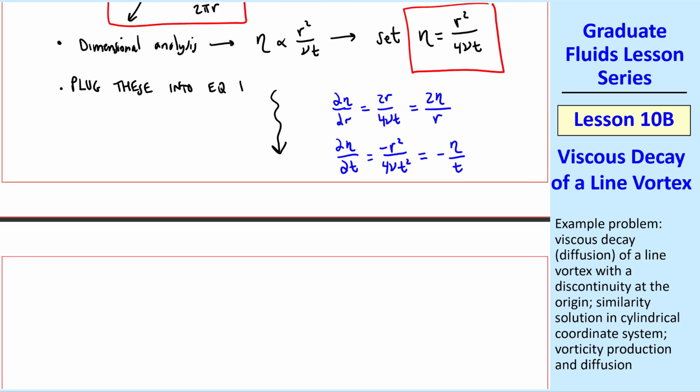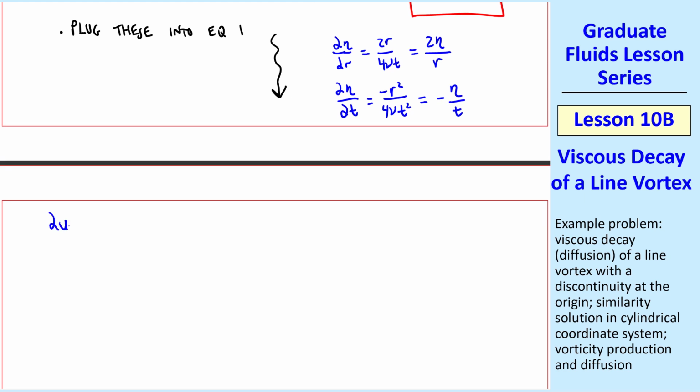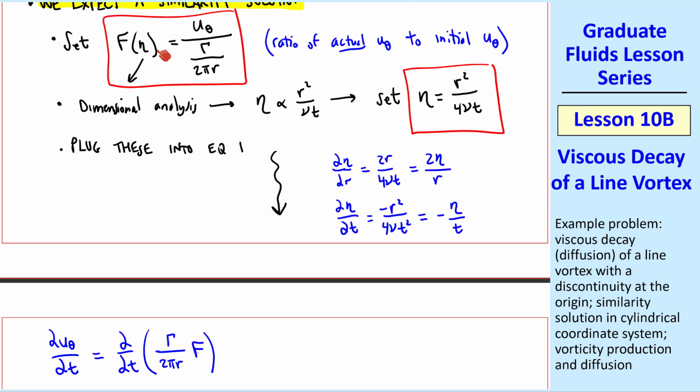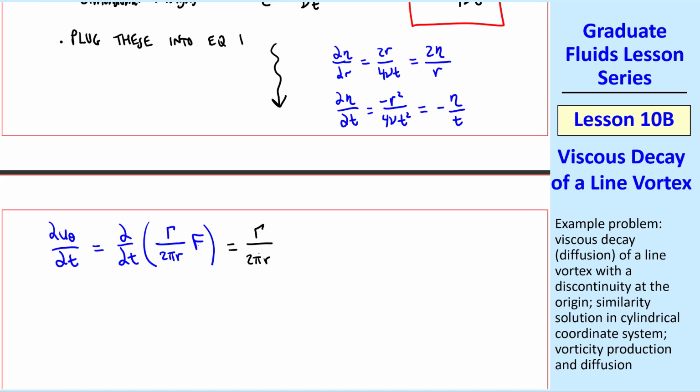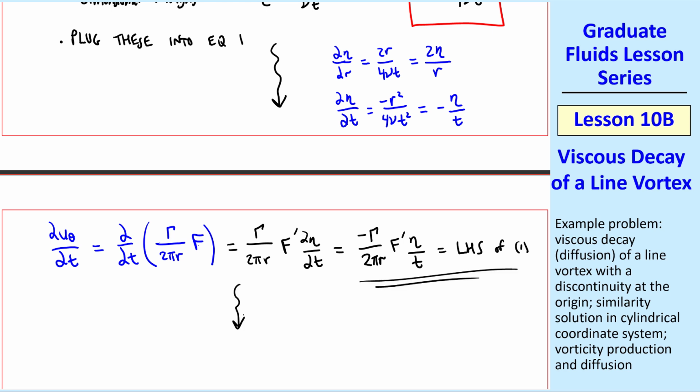Now we apply these to equation 1. For example, del u theta del t is del t of gamma over 2 pi r f, where we've used this equation for u theta. We put outside the derivative everything that's not a function of time, and then the time derivative is f prime del eta del t, which we get from up here as negative eta over t. So this is the left-hand side of 1. I'll leave the rest of this algebra for students to solve.